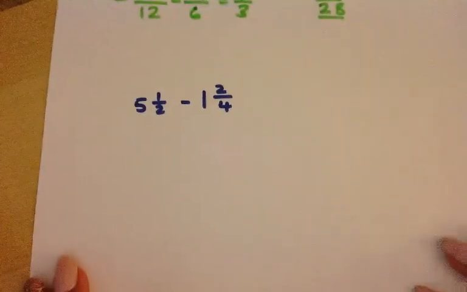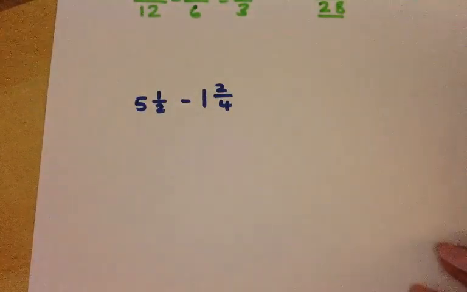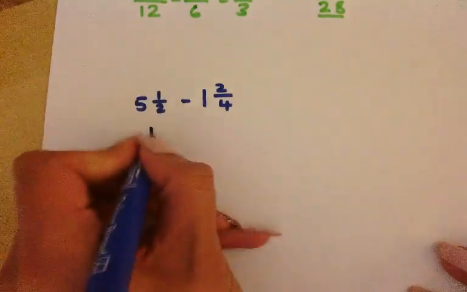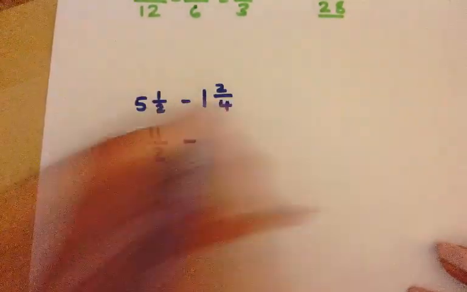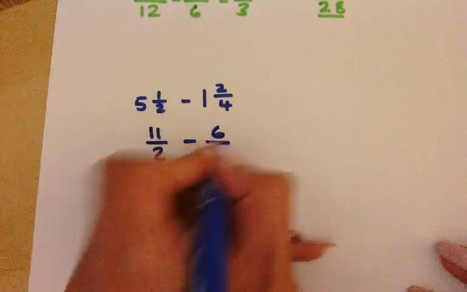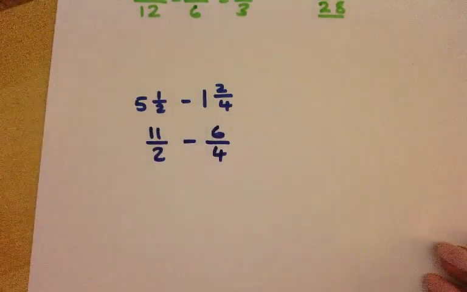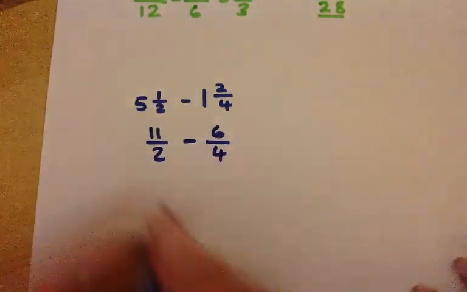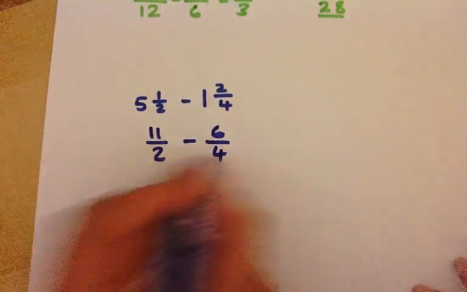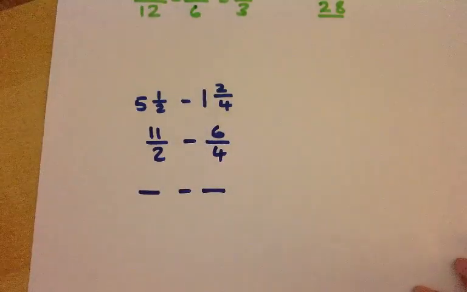Next one, again, changing to top heavy. 5 times 2 is 10, add on the 1 is 11 over 2. 1 times 4 is 4, add on the 2 is 6 over 4. Looking for a common denominator. I'm not going to use 8. I could use 8, but I'm going to have to do more cancelling at the end.